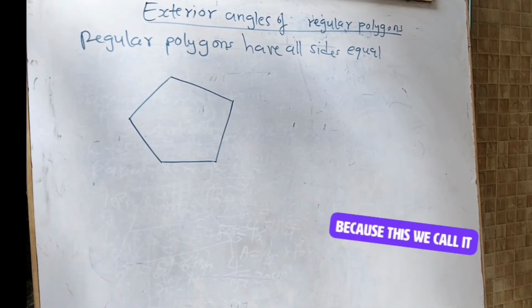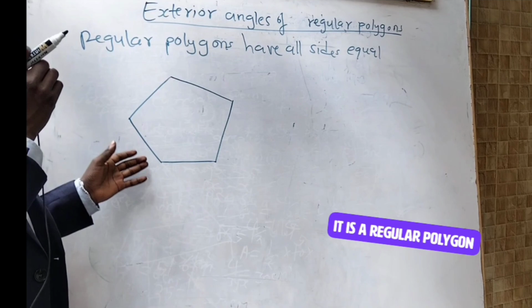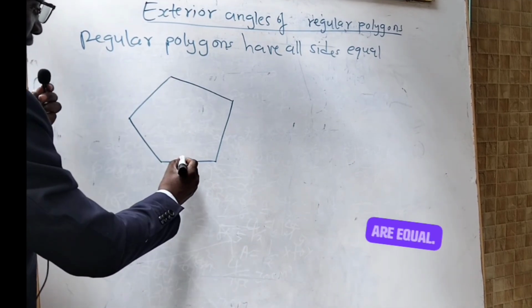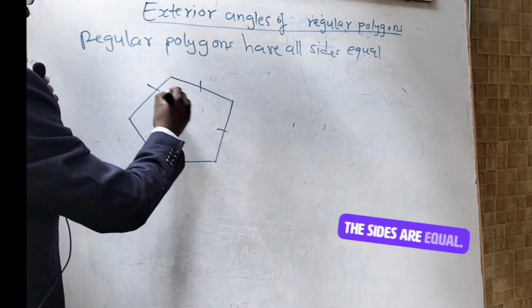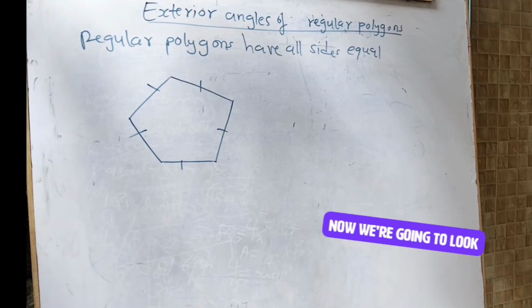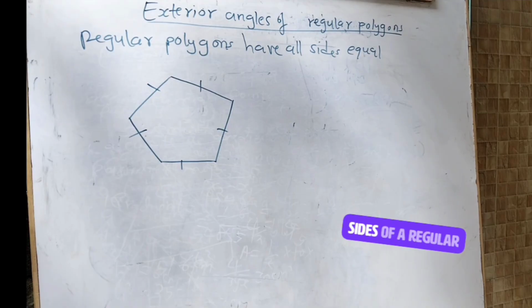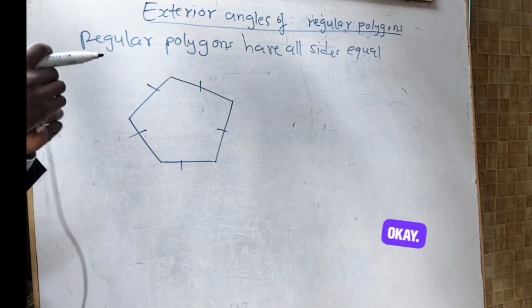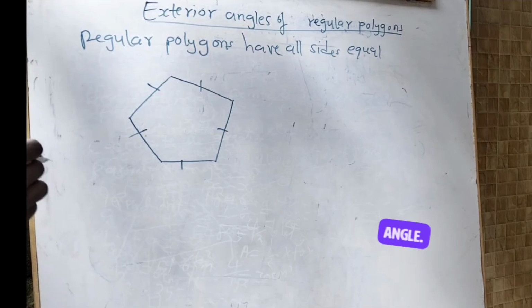We call it a regular polygon because all these sides are equal. Now we want to look at how we find the number of sides of a regular polygon using the exterior angle.